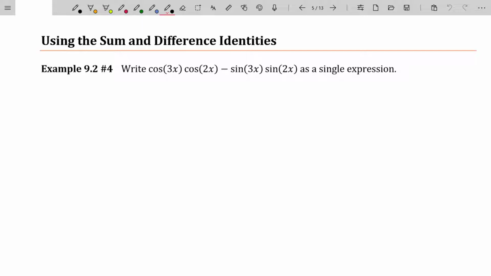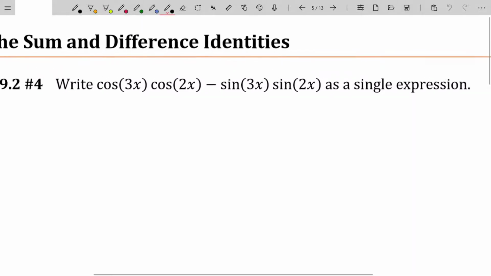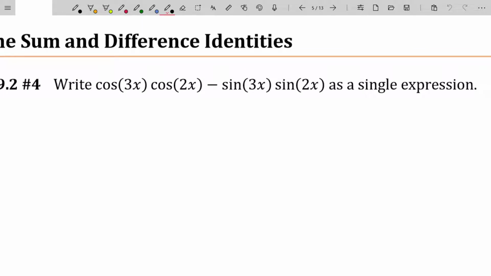In this video, we're going to actually use the whole breadth of the sum and difference identities for a bunch of different styles of problems you typically see in a trig course. So the first one is just using an expression, asking you to rewrite an expression as a single expression. Notice this expression is actually just a difference of a product of cosines and a product of sines.